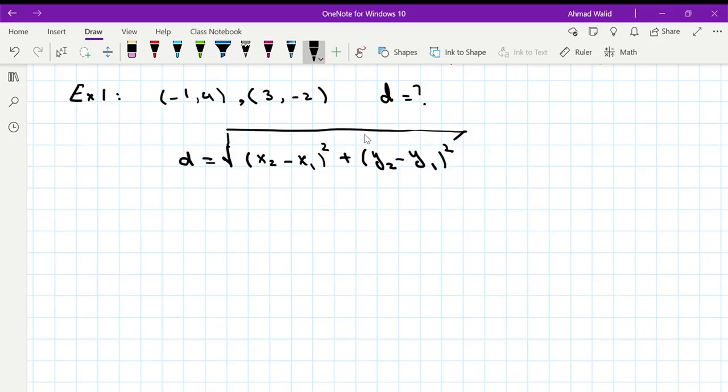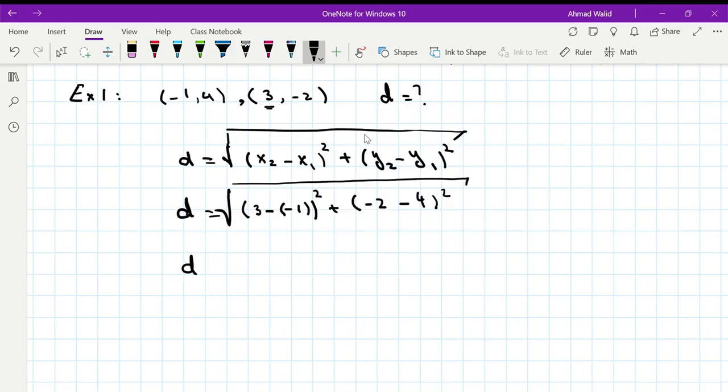Now, let's plug in the values. D equals the square root of x2. This is your x2, right? It means 3. Minus x1, minus -1 squared plus y2, your y2 is -2, minus y1, which is 4, and squared.